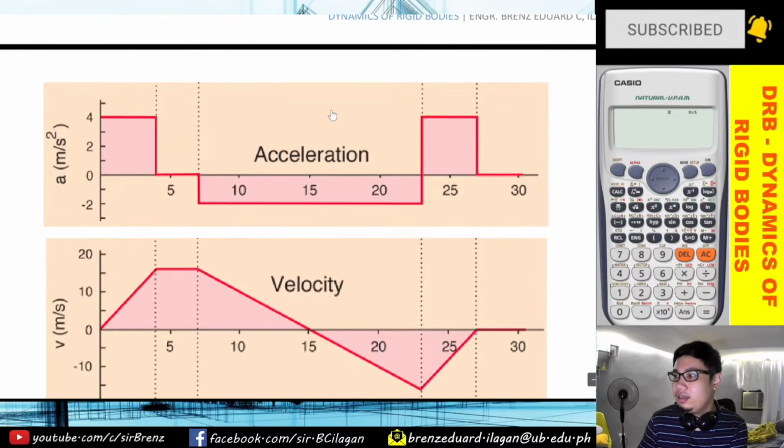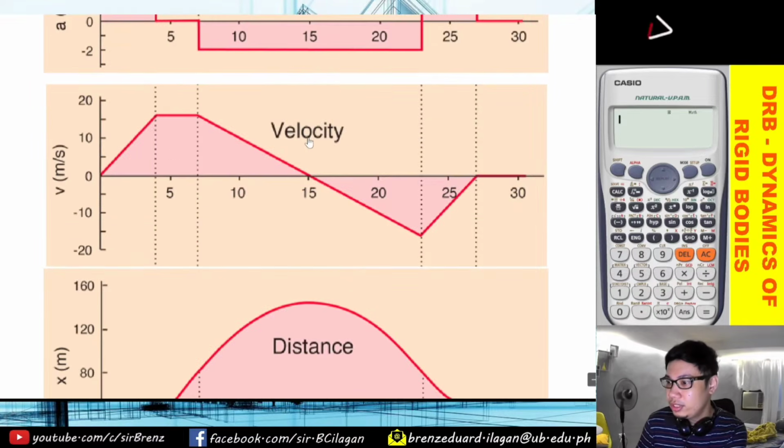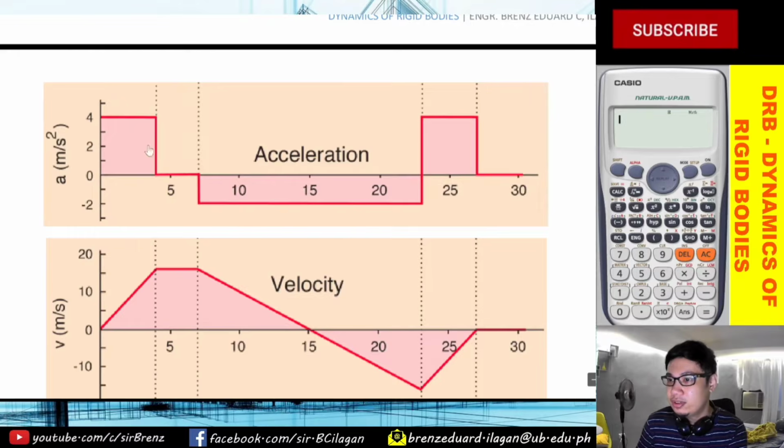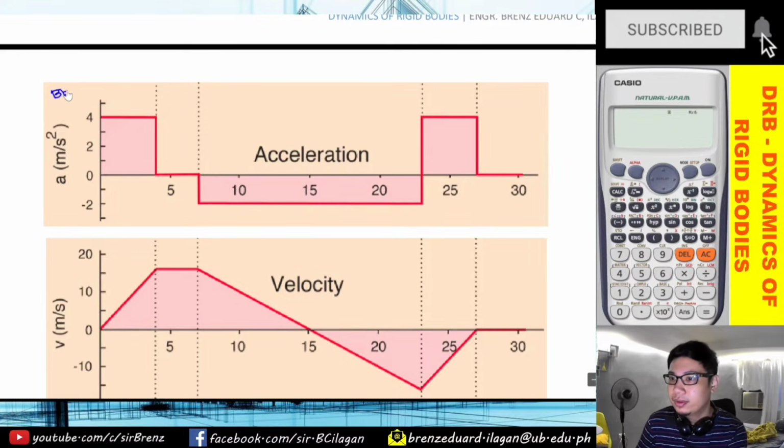Okay, so this is an example. So i-analyze lang natin ito. So shown dito is yung pagkakasunod-sunod. So imagine mo na lang ulit na ito yung beam mo. Followed by the shear diagram.